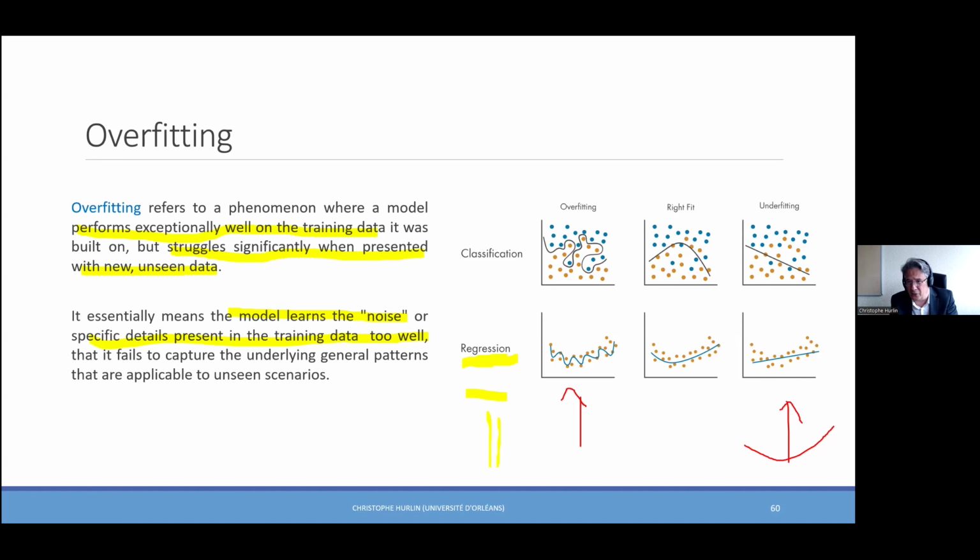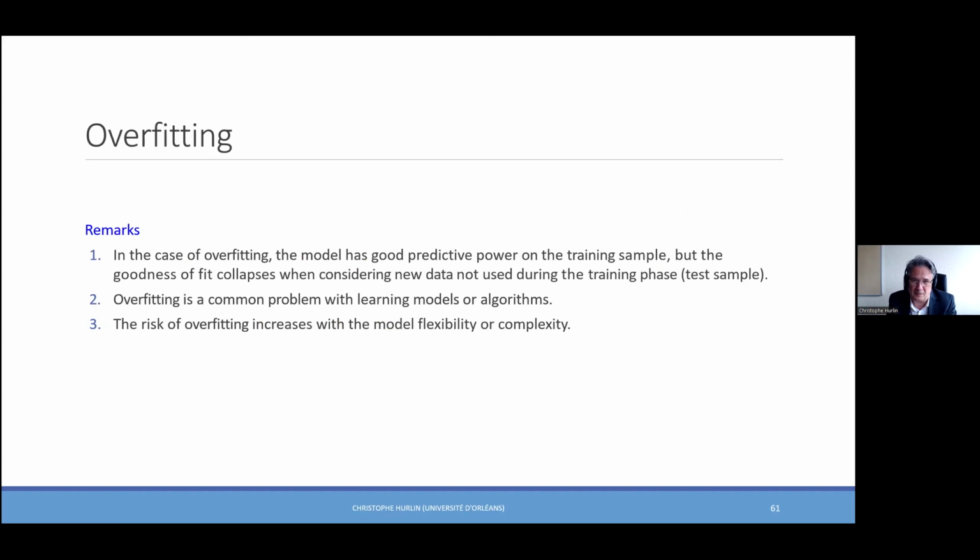And the idea is to find a model like this, which fits the data well on the training data set, but not too well, to avoid another fitting issue. I will detail this point in a few minutes.